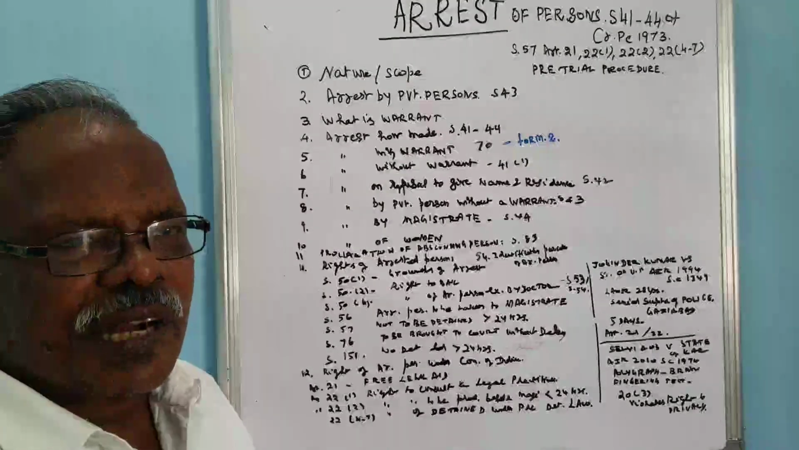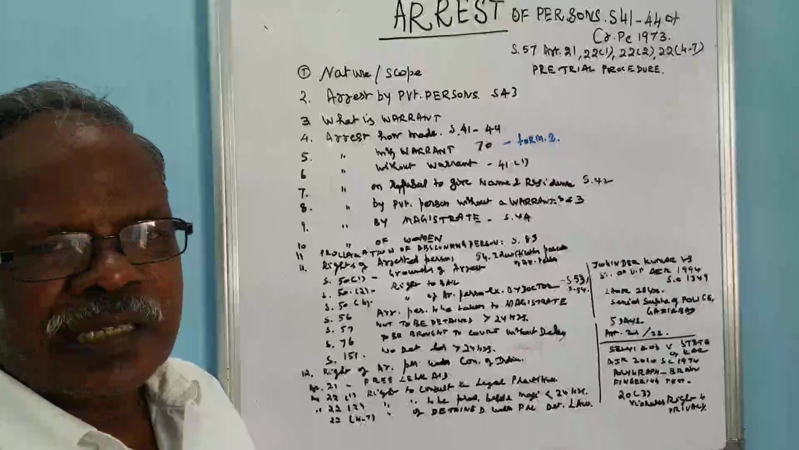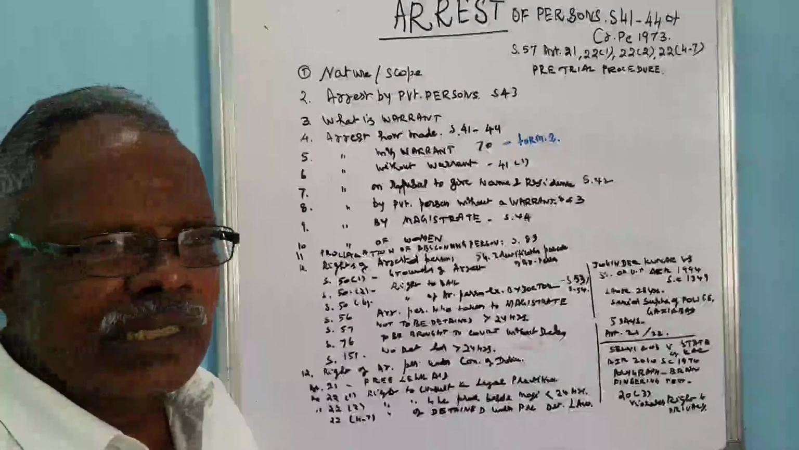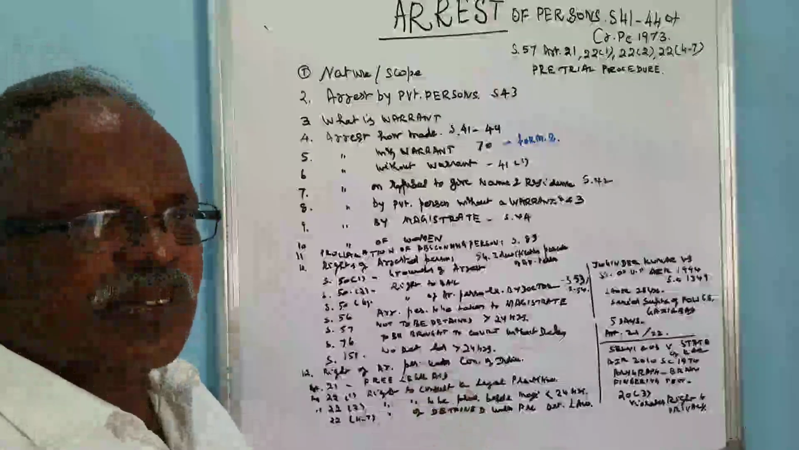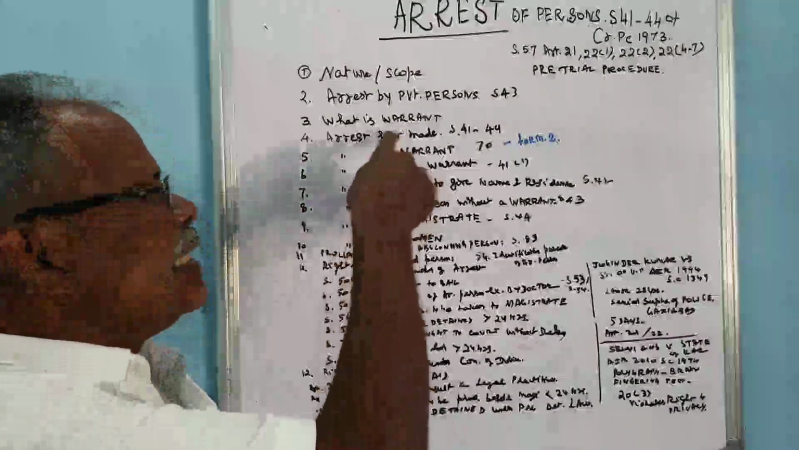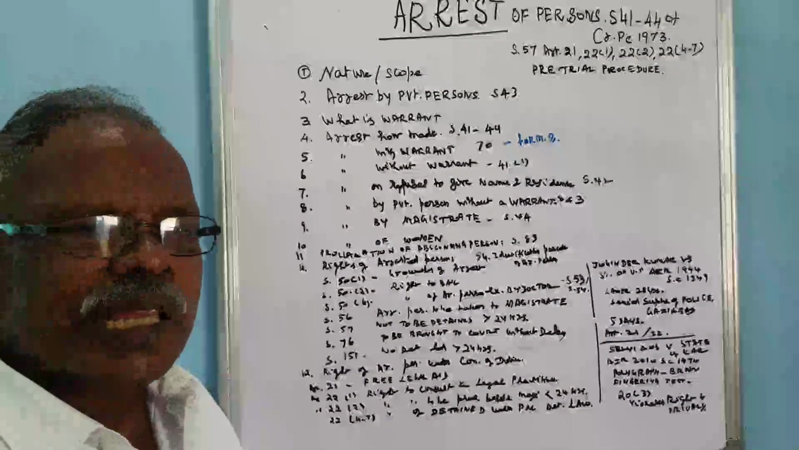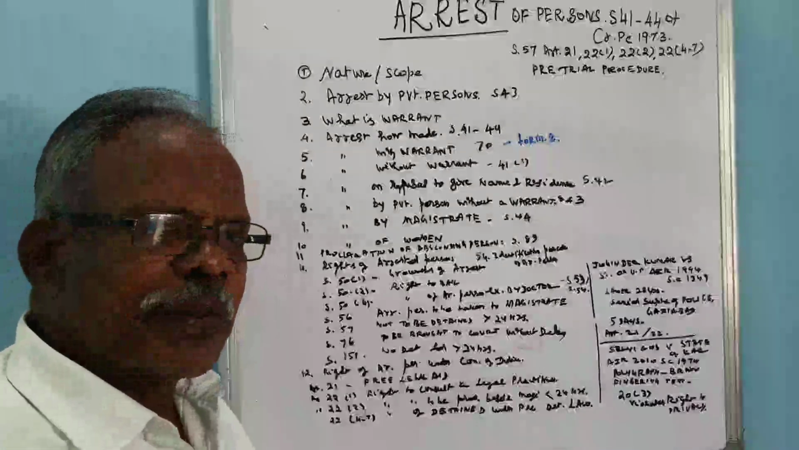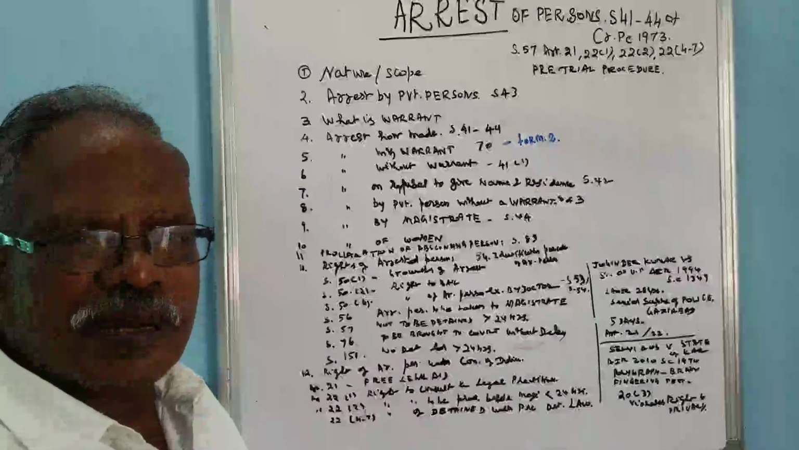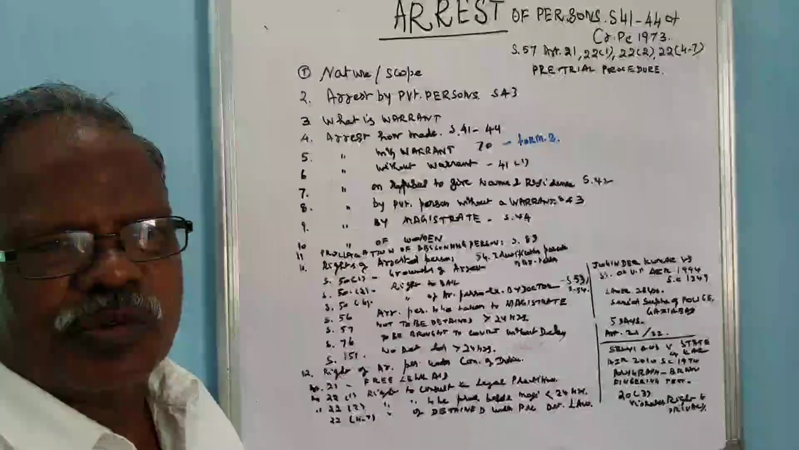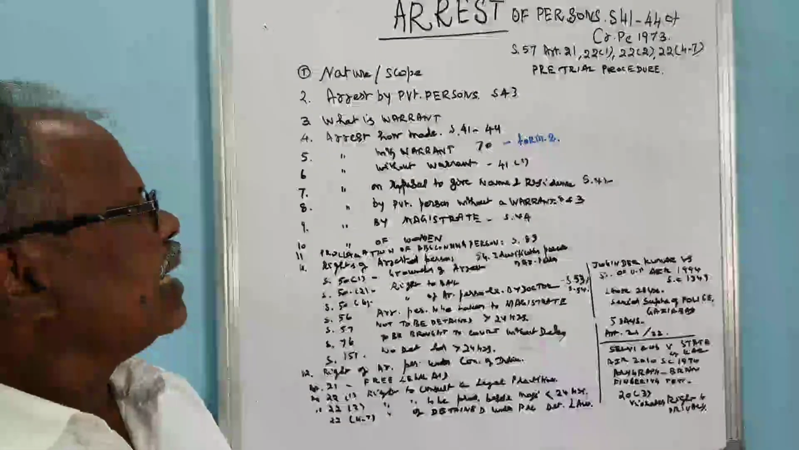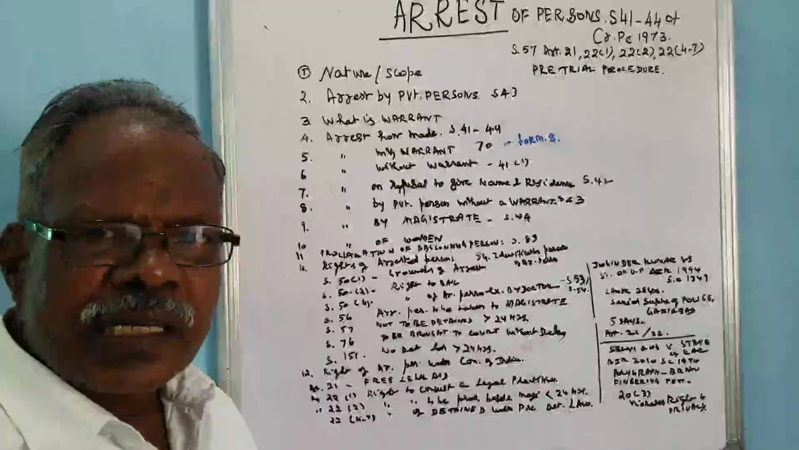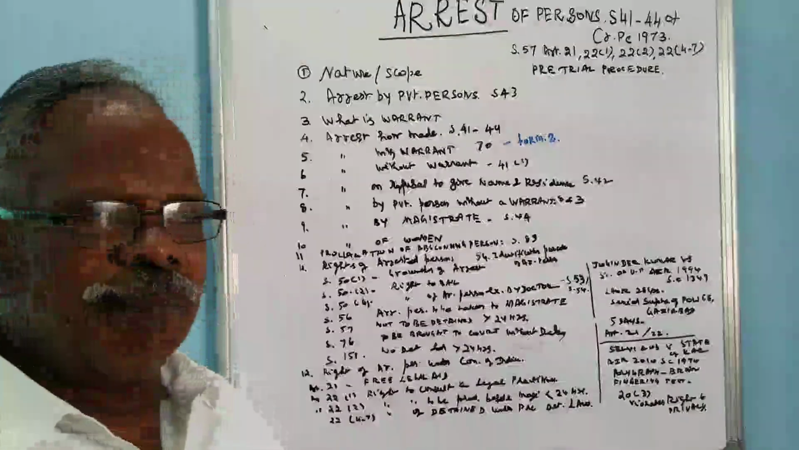Even without a warrant the police can arrest a person. That is for a cognizable offence. For a non-cognizable offence, a warrant is a must. The police cannot arbitrarily arrest a person. So the written order from the court is necessary. That is a warrant. And next we will see how arrest is made.